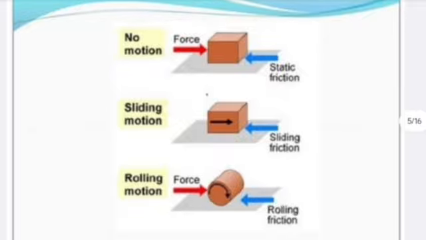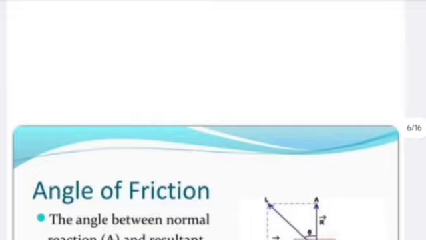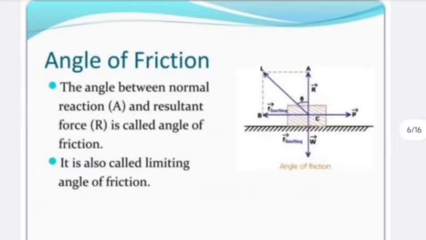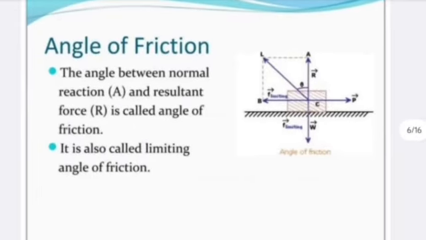Look at the images, they can give you an idea for understanding. First is no motion, etc. Next is angle of friction. The angle between the normal reaction and the resultant force is called angle of friction. It is also called the limiting angle of friction.